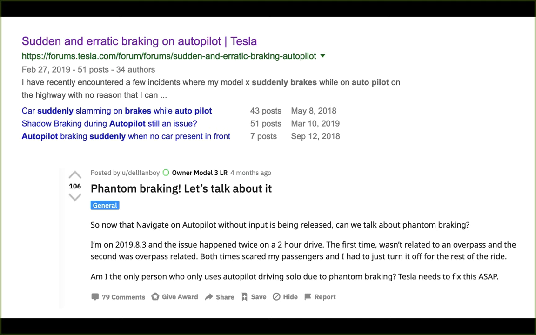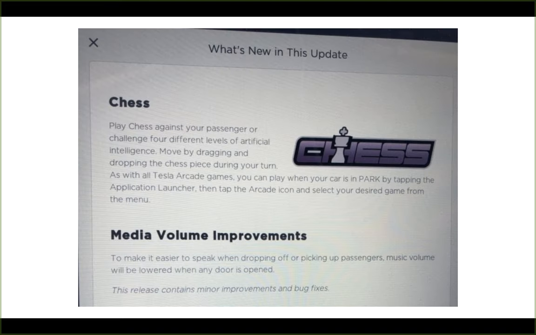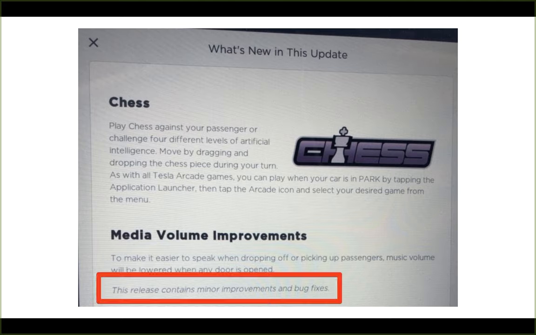Out of the blue, the car slams on the brakes. There was a rumor that a fix was coming out, and people were waiting for this fix weeks after weeks. The reason they didn't get it is because of chess. You can see here an update which includes small minor bug fixes noted in the release notes, and that is the fix for the phantom braking.